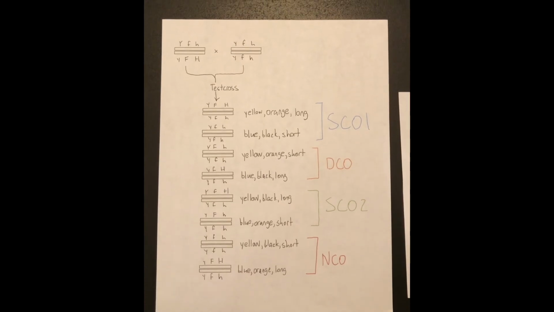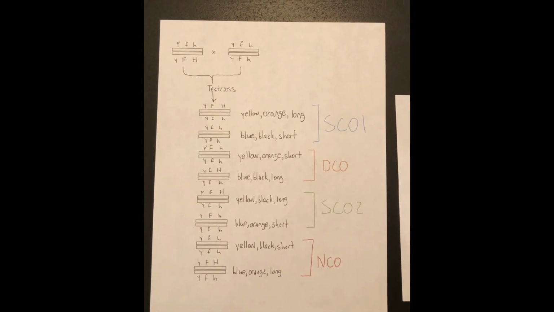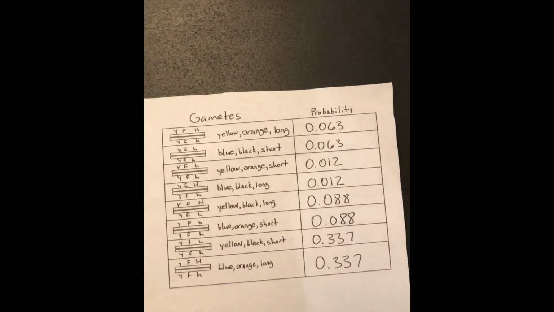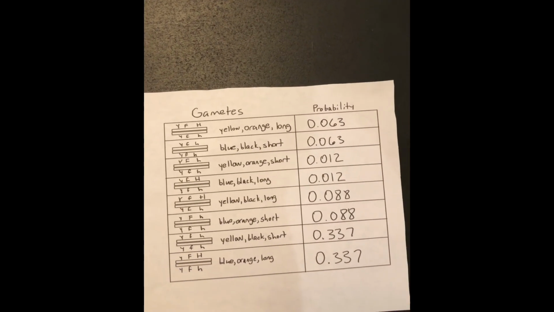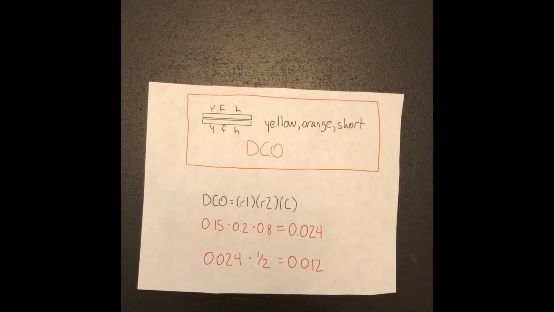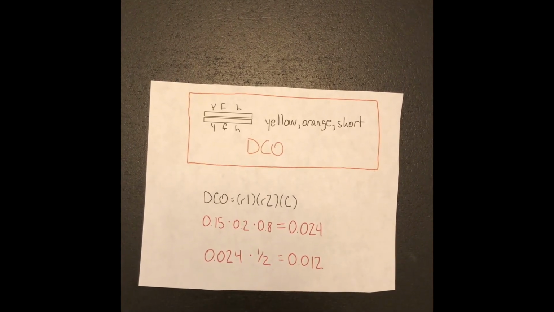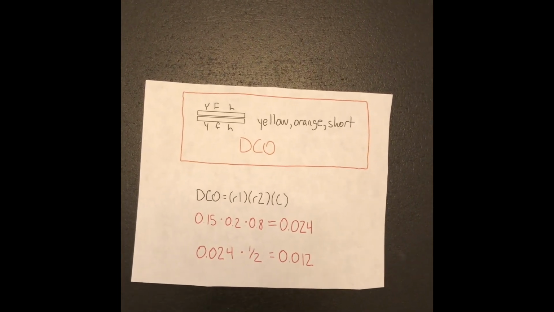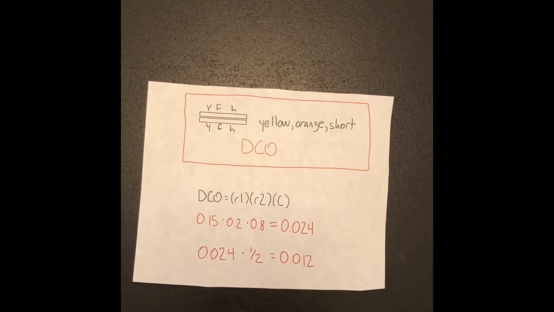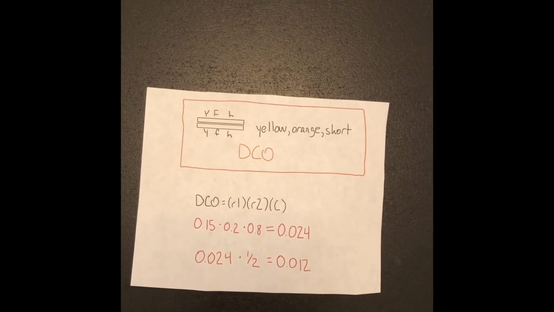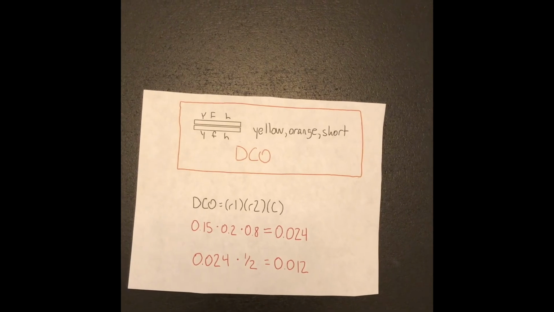We now know the events that occur in each gamete type, so we can calculate the probabilities of all 8 of them. Here are the probabilities for each gamete type. The yellow-eyed, orange-furred, short-haired cat gamete, we know it is a DCO, so we first calculate the probability of DCO occurring by multiplying together the map distances and the coefficient value. So 0.15 times 0.2 times 0.8, and we get 0.024. We then take this number and multiply it by half to get the probability of the specific gamete. By doing this, we get 0.012.